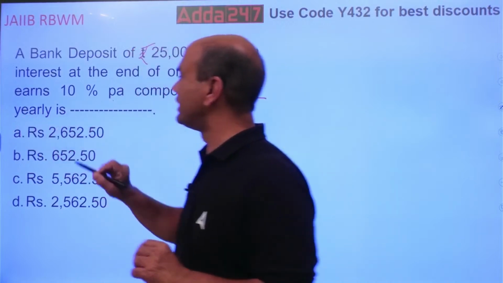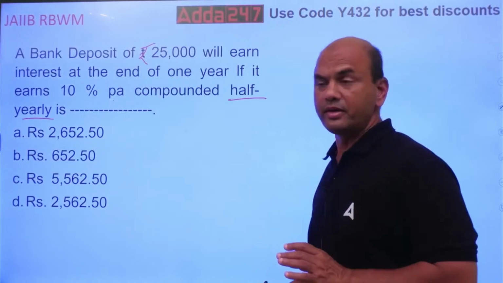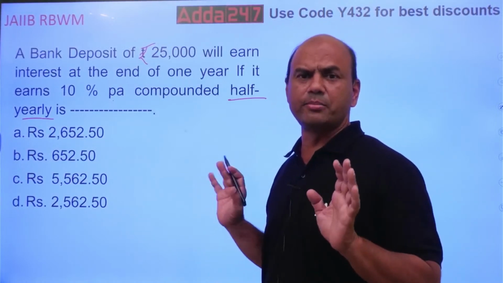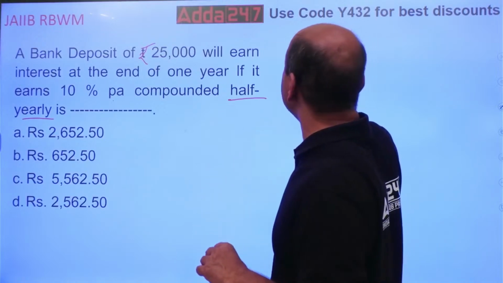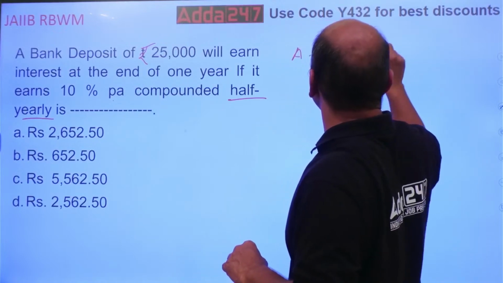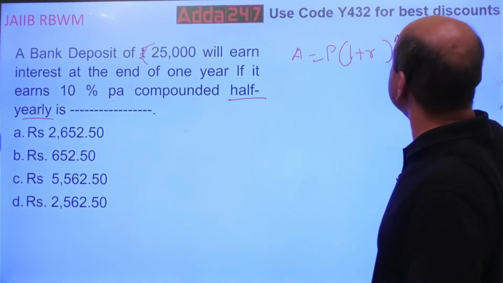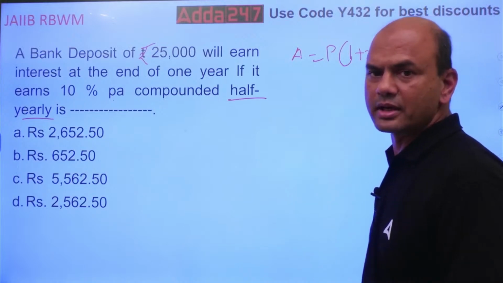Now let me explain a few points about this. What do you mean by half yearly? Whenever you have to do compounding, you have to use the formula A equals P into (1 plus R) raised to N. Let me write it bigger. A equals P into (1 plus R) raised to N.